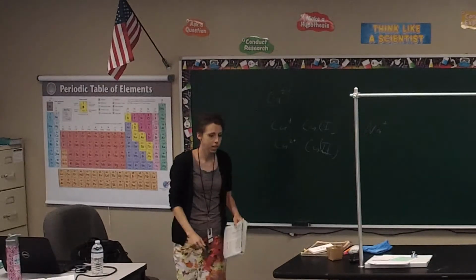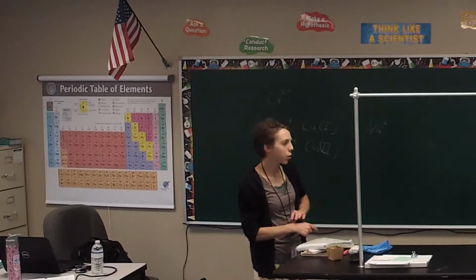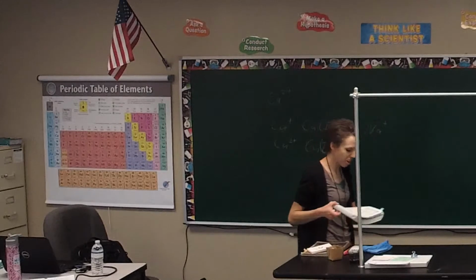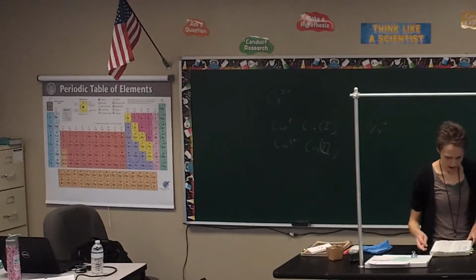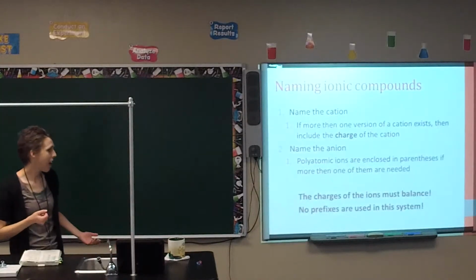Cations are honestly pretty straightforward. Once you get a hold of them and you understand what's happening, they're not that difficult. The anions are a little bit harder. So the anions, you're just going to have to memorize them, and you just have to memorize which one is which. There's not a whole lot of tricks for it.